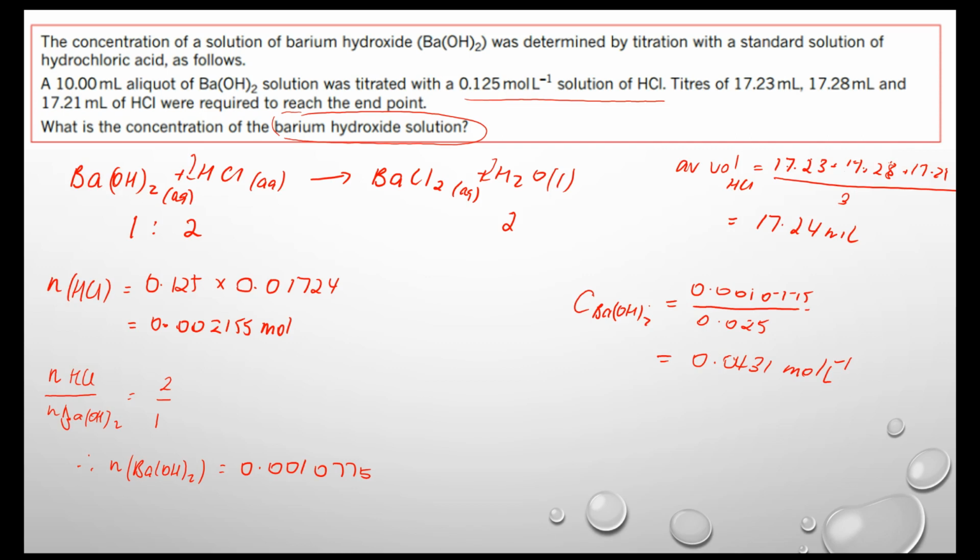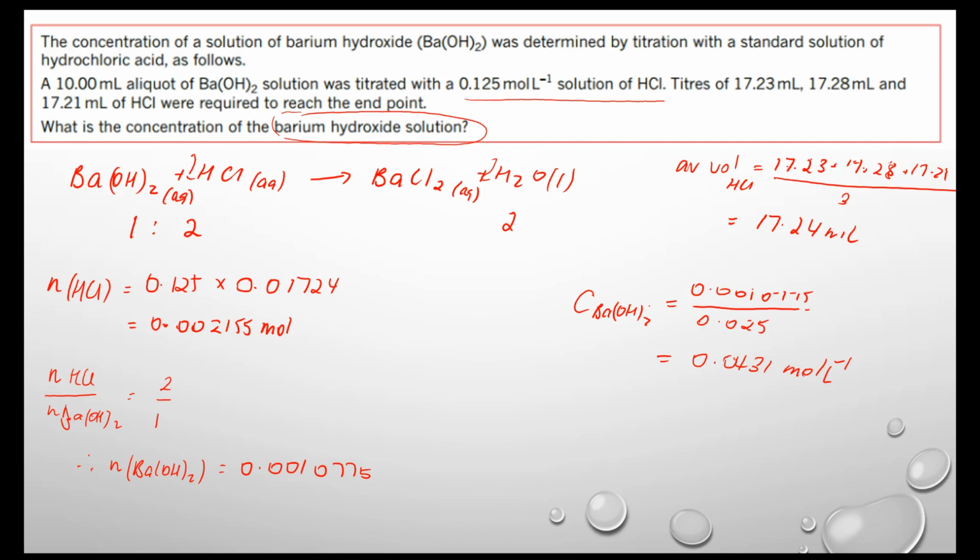So again, first of all we write our equation and it's there on the board. We can calculate the moles of HCl used by using the molarity that was given and the average titre, and we get 0.002155 moles. Looking at the initial equation, we've got the mole ratio of 2 to 1: 2 moles of HCl for every 1 mole of barium hydroxide. So given that's the case, we need to halve the amount of moles of HCl to work out how much barium hydroxide we have, and our answers are there down the bottom.